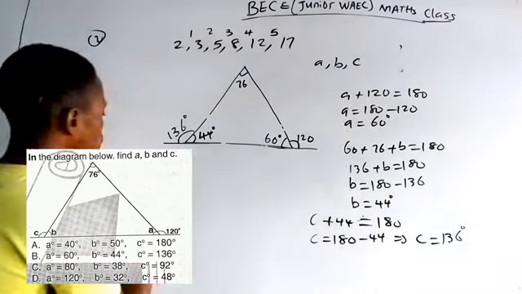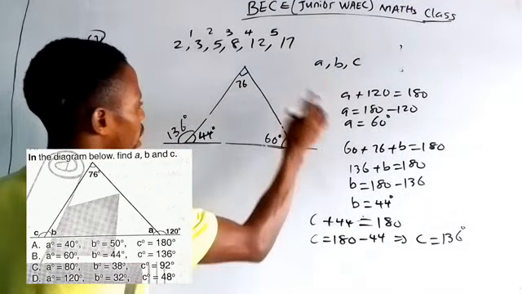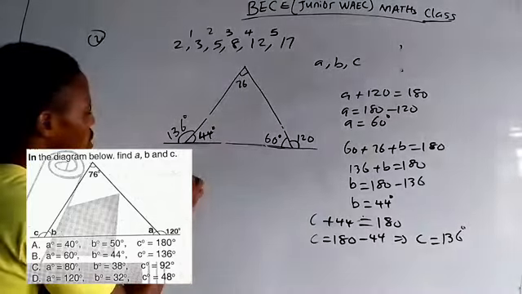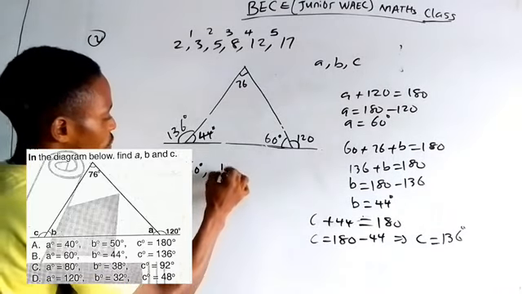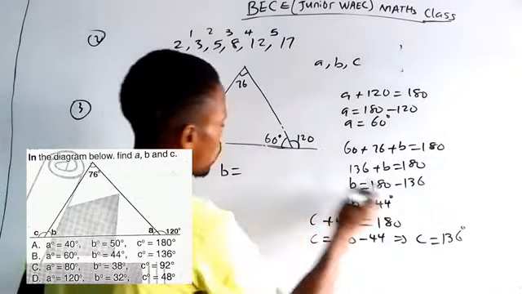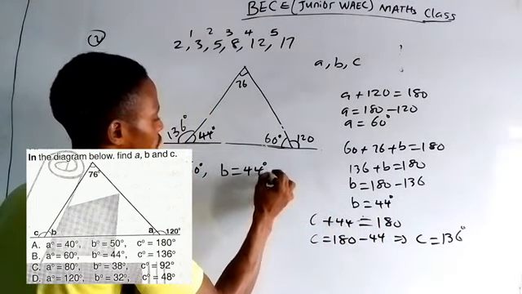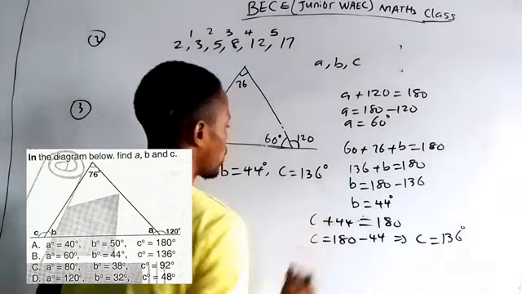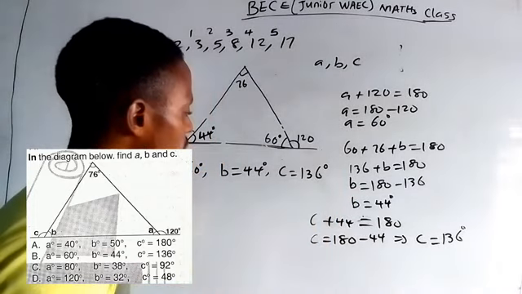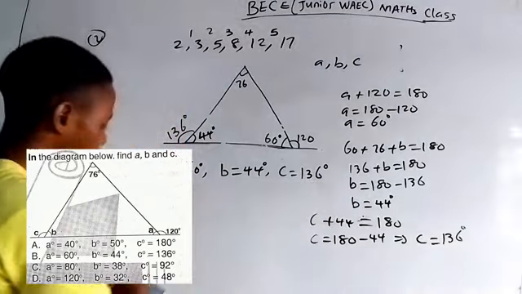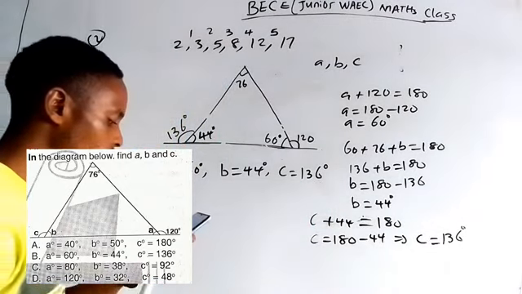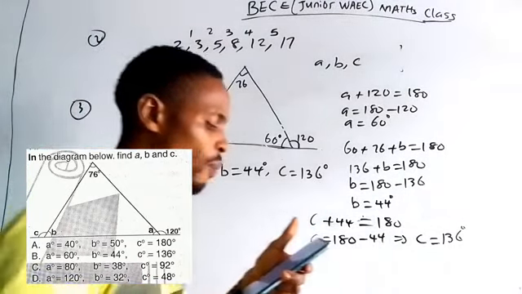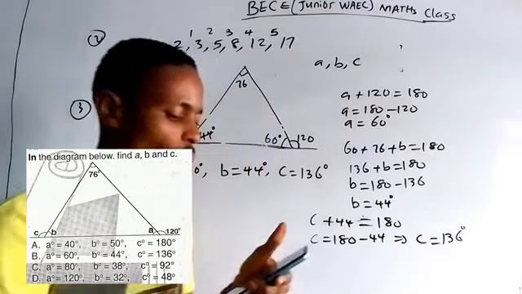So now, therefore, our answer for the value of A is 60 degrees, B is equal to 44 degrees, and C is equal to 136 degrees. So let's look at our options. If you can see it there, the answer is option B, that is 60, 44, and 136.